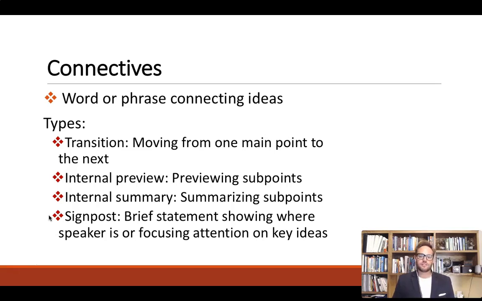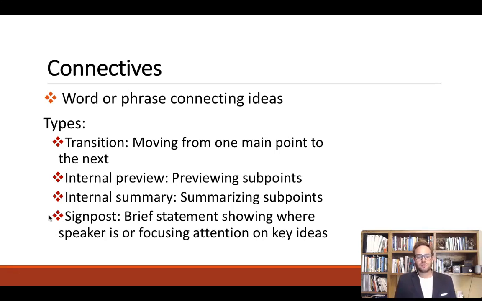Internal preview, these are essentially previewing subpoints. So within the main point of a presentation, you're going to probably have several subpoints. And so this internal preview will just preview those subpoints. So if we're, again, talking about Josephine Baker and her spy activity, we might say first, I'll discuss how she got involved in spying on the Nazis during World War II. Second, some of the things that she did in order to gather data or intel, and so forth. So you're just previewing those subpoints.